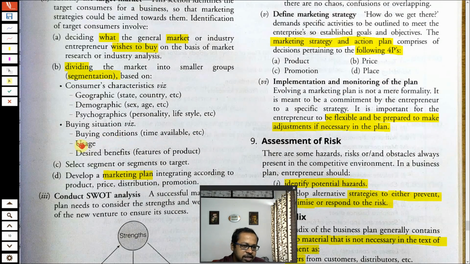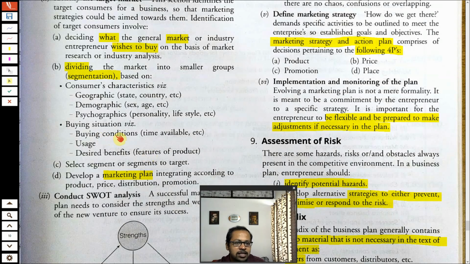Based on their usage, means a heavy user or frequent users or those who use occasionally, then as per desired benefits or as per features. For example, in smartphones some persons need only some features, so you can divide based on features. So feature wise, buying conditions wise.